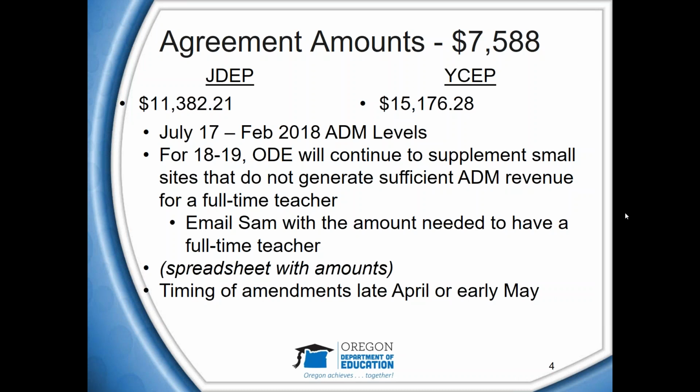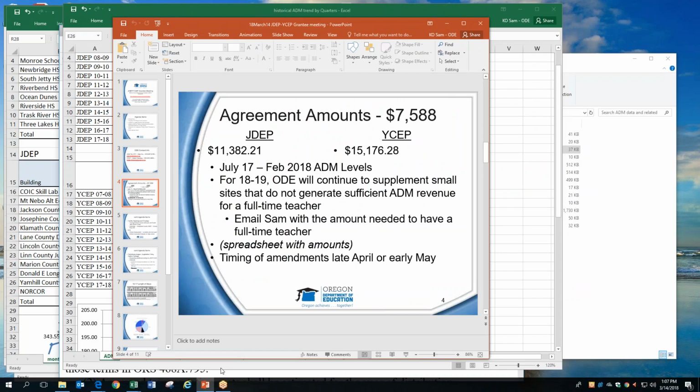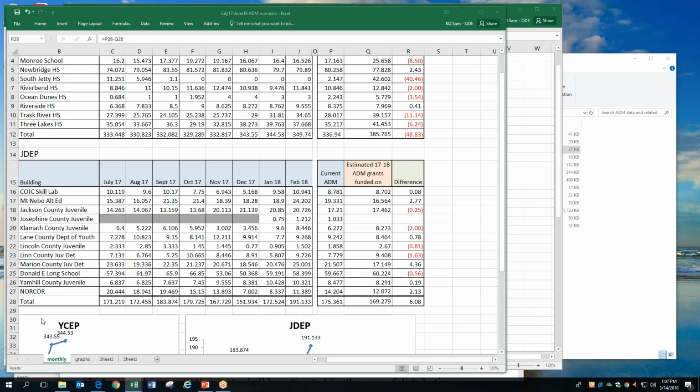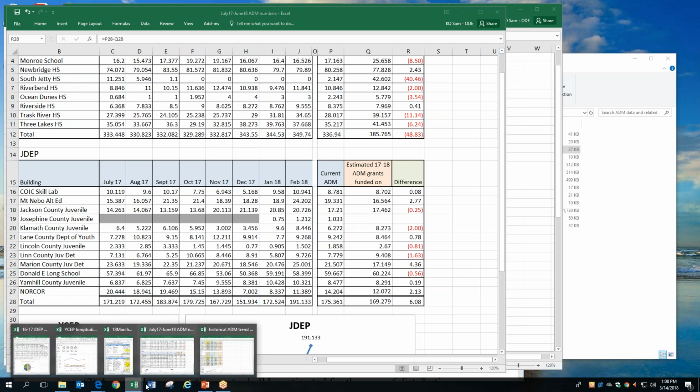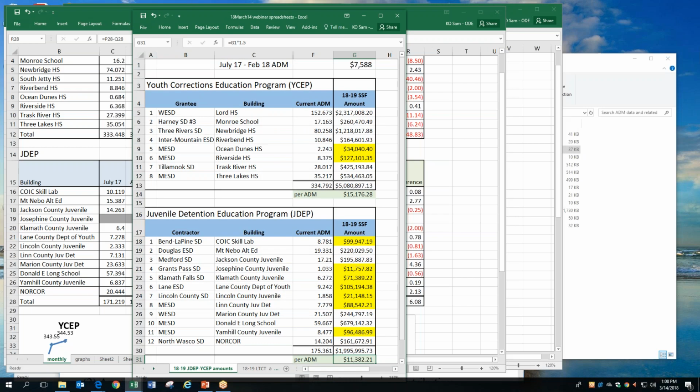So I'm going to unmute everybody so that people can ask questions if they have any. Hi, Sam. This is Iris from Multnomah ESD. I have one question for you. Sure. Should we email you with the amount needed to have a full-time teacher? Do you have a time preference? When do you need to get the email from us?